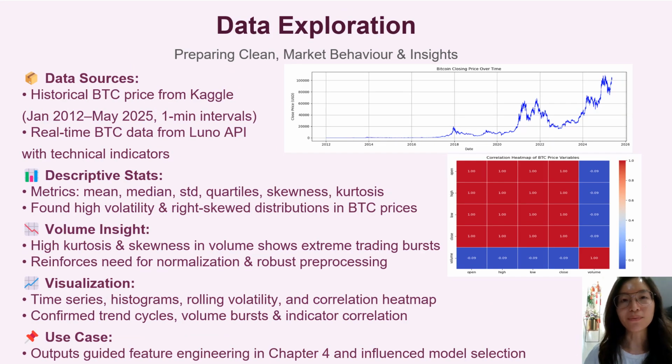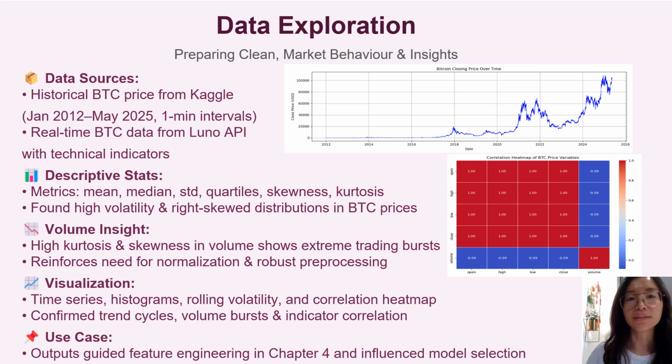In Chapter 3, we look at the Bitcoin data used to train our model and make real-time predictions. We use two main data sources: historical Bitcoin prices from Kaggle and live market data from the Luno API. When we analyzed the data, we saw that Bitcoin prices changed a lot and are higher than average. This shows it is a very volatile market.